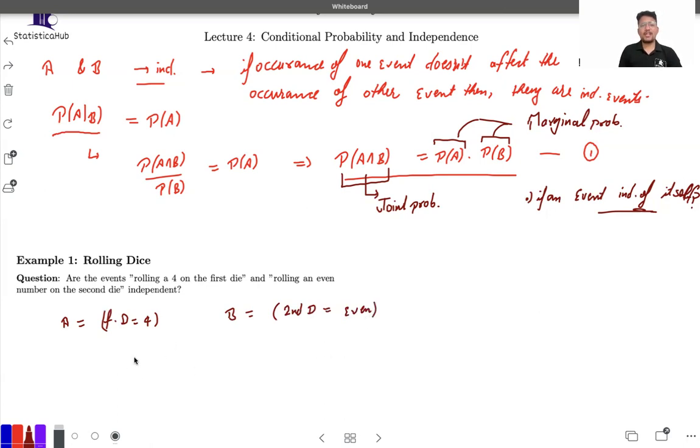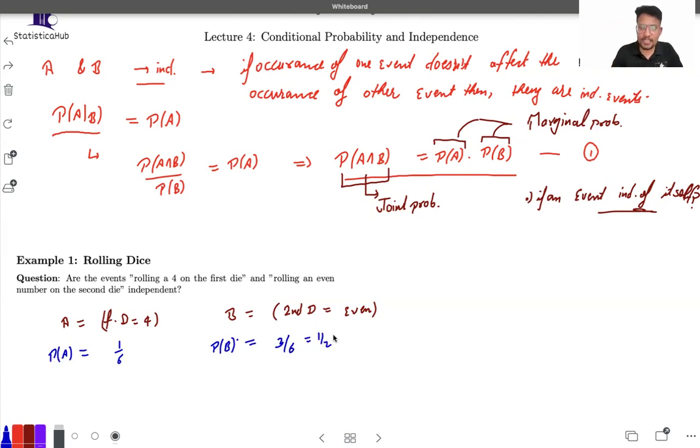Okay, so first we will try to check out their marginal probability. If I go for the marginal probability for getting a 4 on the first dice, what will be the probability? There will be 1/6. For this one, probability of A is 1/6, and probability of B, getting an even number, will be coming out to be 3/6, which is 1/2.